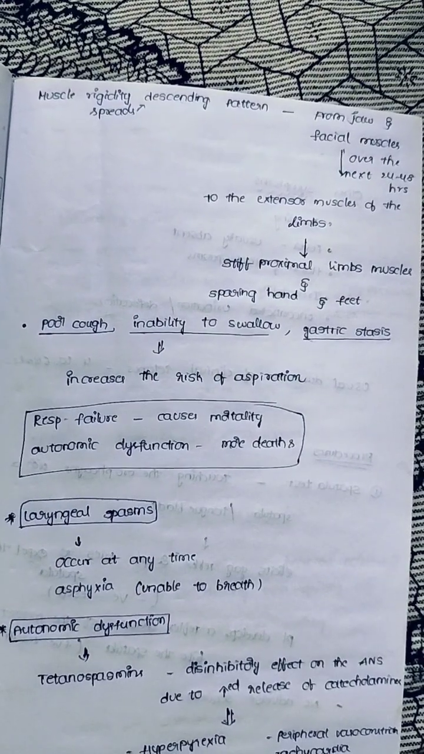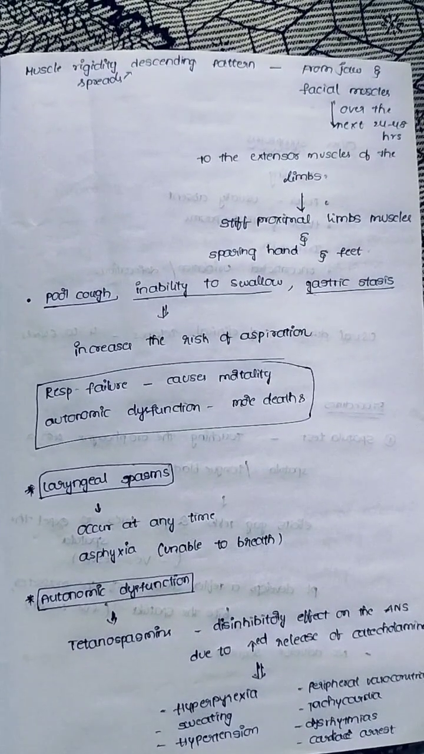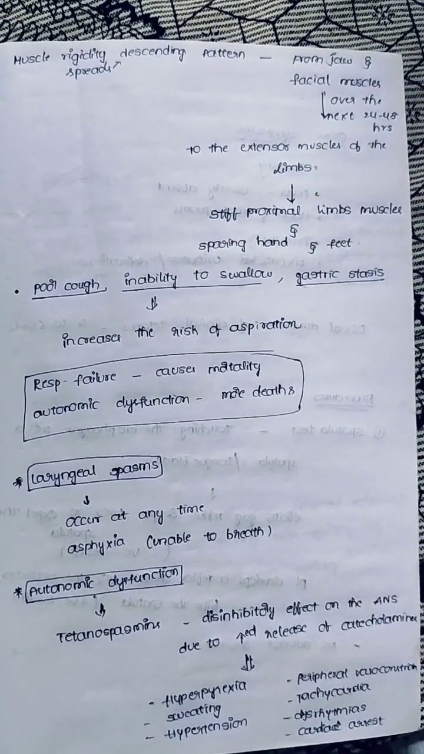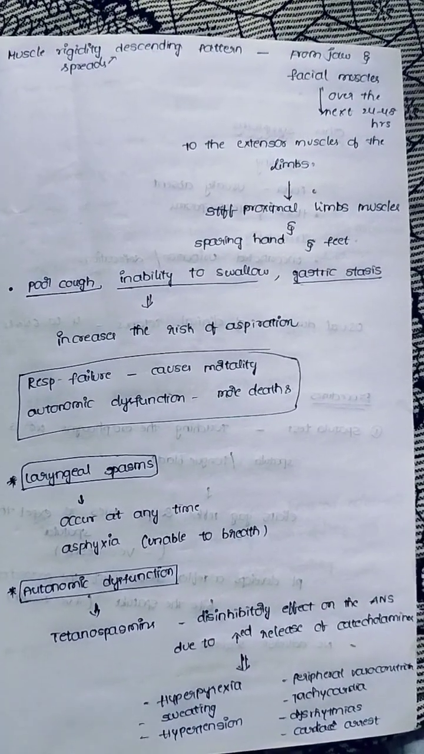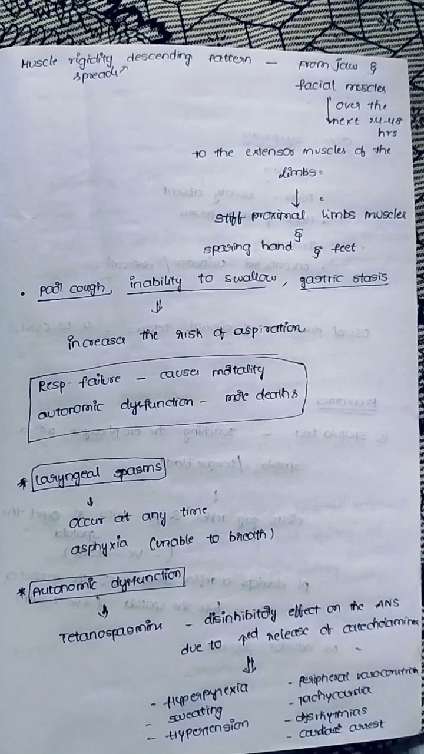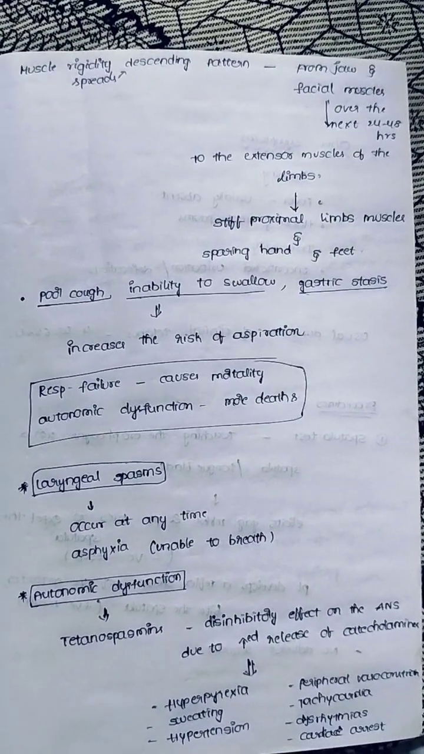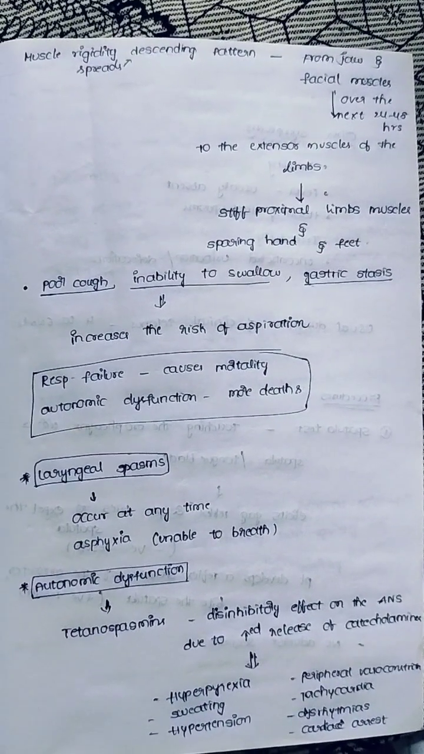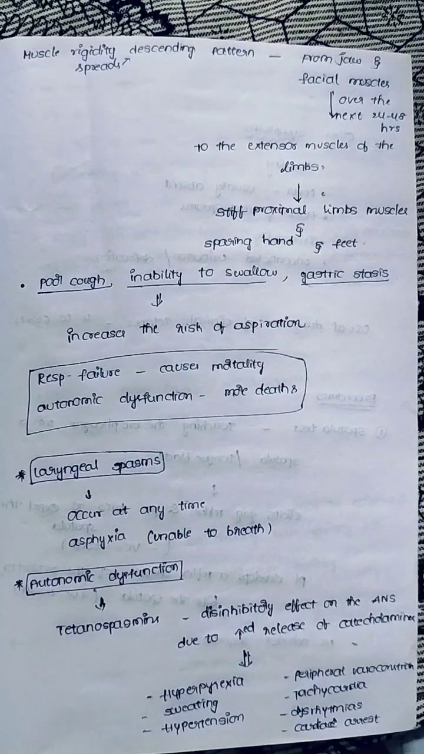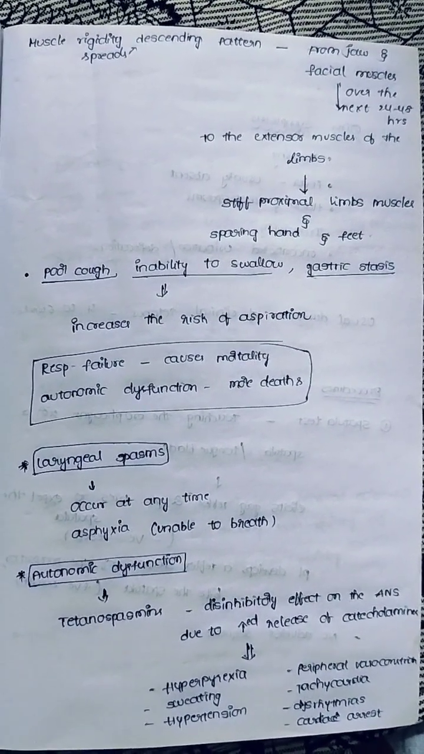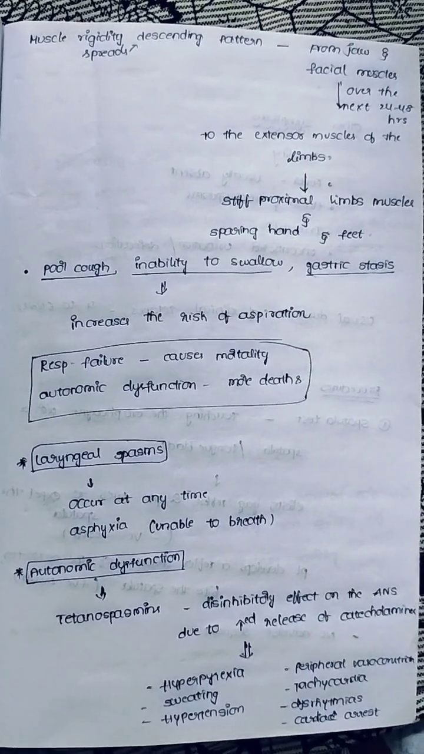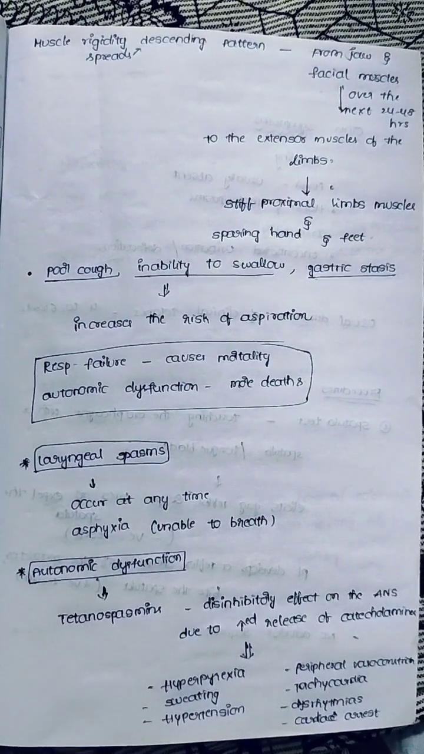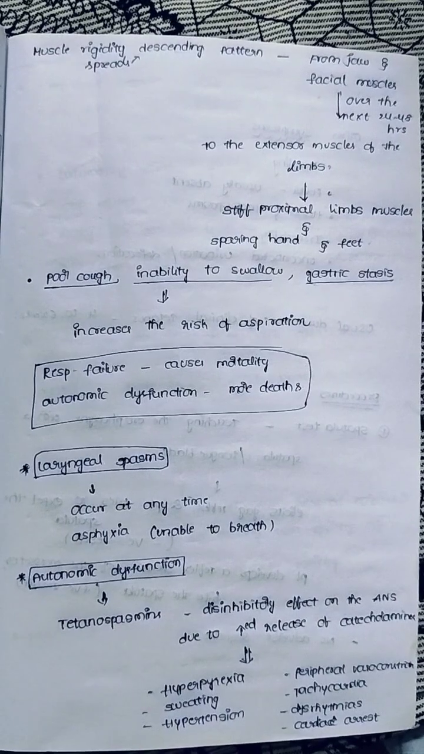The muscle rigidity follows a descending pattern, spreading from the jaws and facial muscles over the next 24 to 48 hours towards the limbs, with stiff proximal limb muscles, sparing the hands and feet. This also leads to poor cough, inability to swallow and gastric stasis, which increase the risk of aspiration. Respiratory failure mainly causes mortality, but autonomic dysfunction may increase the death rate. Laryngeal spasms can occur at any time, causing asphyxia, meaning unable to breathe.